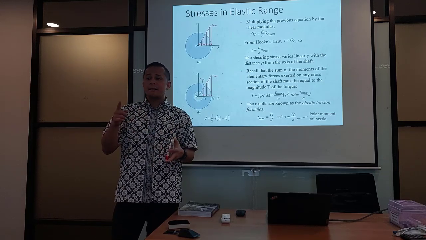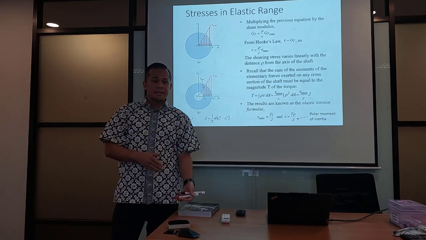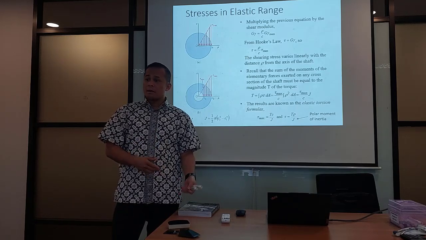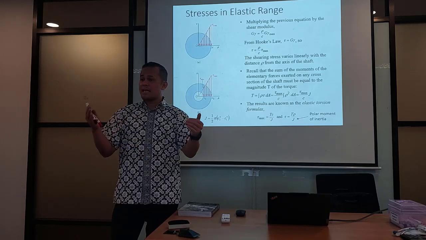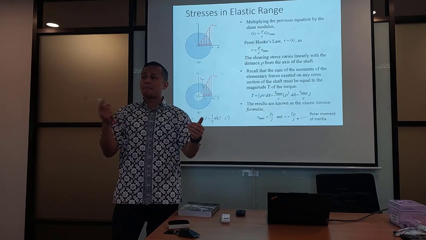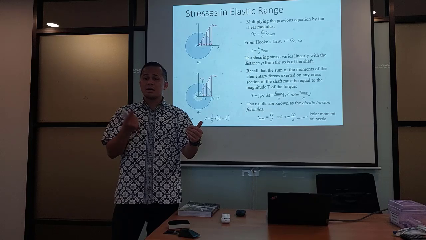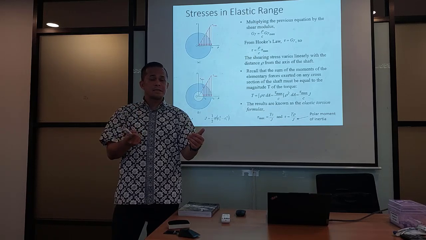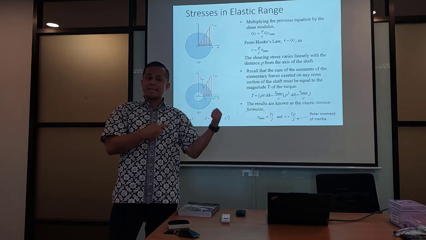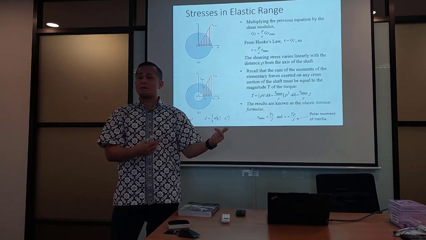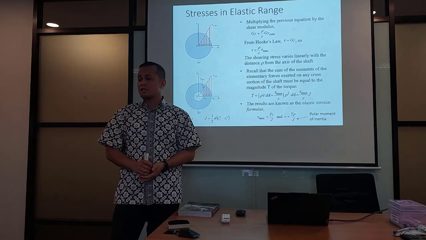Why is it linear? Because it is still in the elastic zone. In the elastic zone the relationship between stress and strain is linear by what we call a constant. The constant is called Young's modulus or elastic modulus. In this case, the elastic modulus is called the shear modulus.